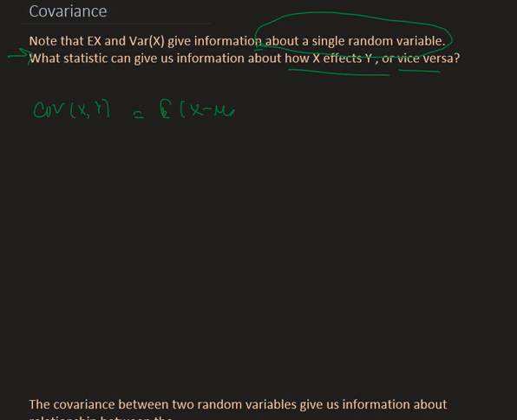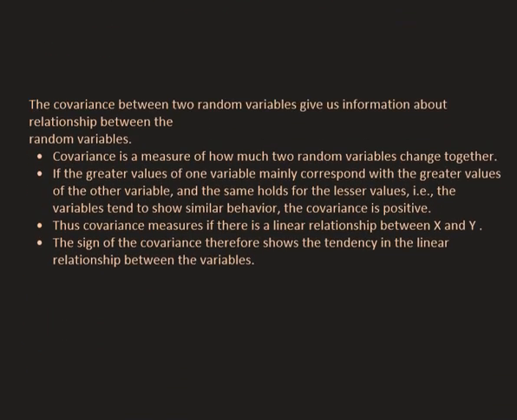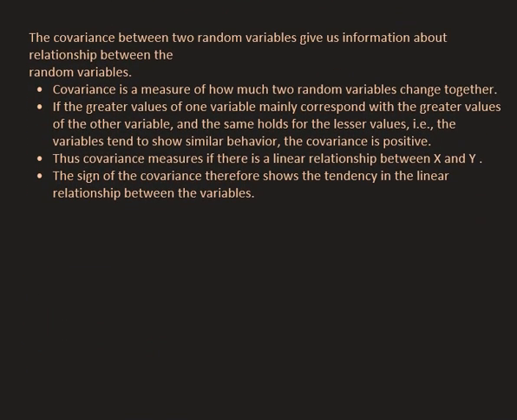x minus mu x multiplied by y minus mu y, or we can also write it as expectation of xy minus mu x mu y. Okay, now the covariance between two random variables gives us information about the relationship between the random variables, and the covariance is a measure of how much two random variables change together.